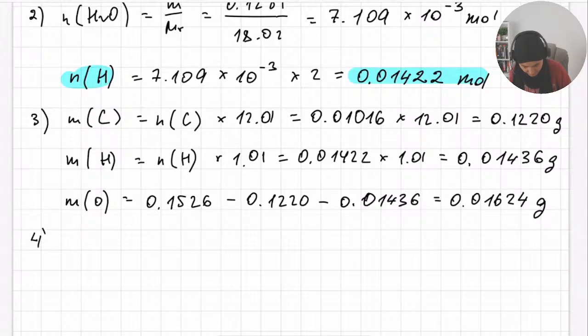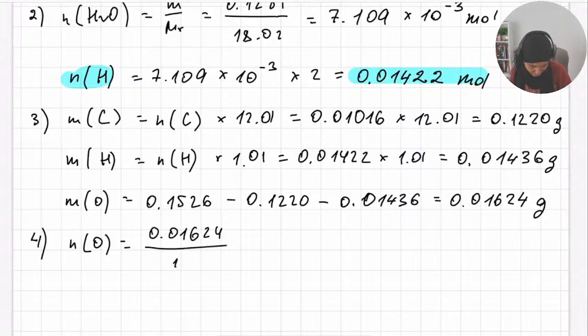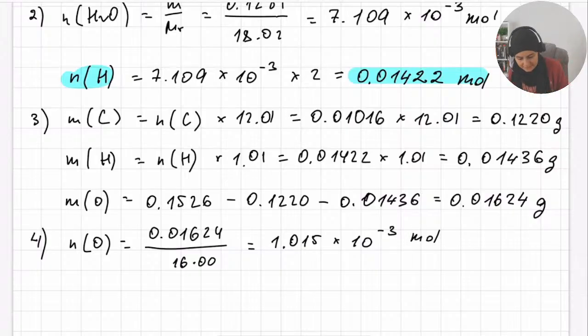Next, that's the mass of oxygen. Then we do moles of oxygen. It's mass of oxygen over relative atomic mass, over 16, which is 1.015 times 10 to the negative 3 moles, and that's the final number we need for the ratio. And now we'll know whether we solved it correctly or not.